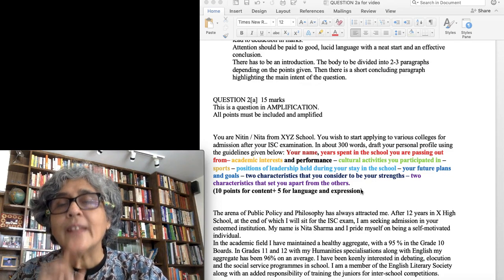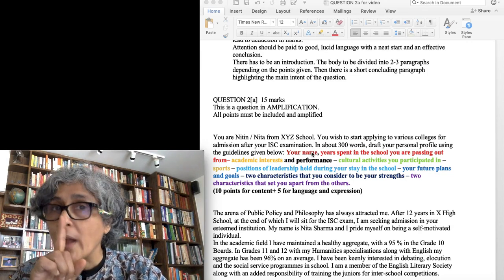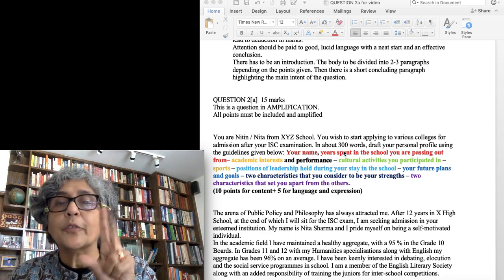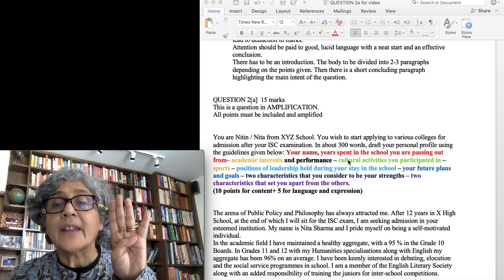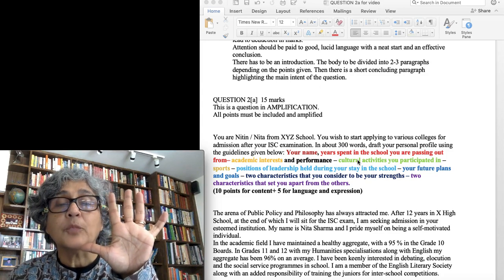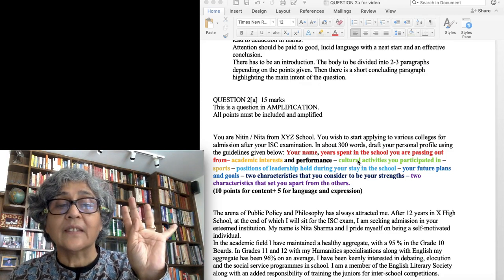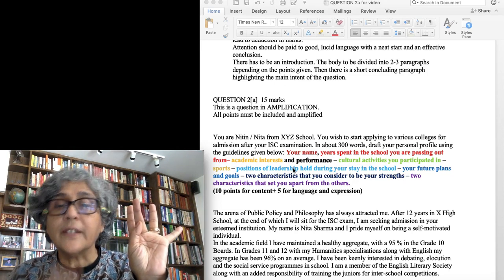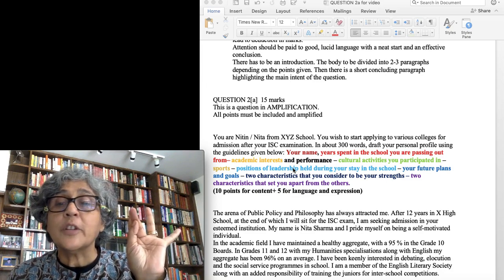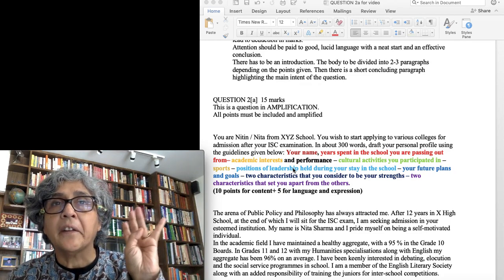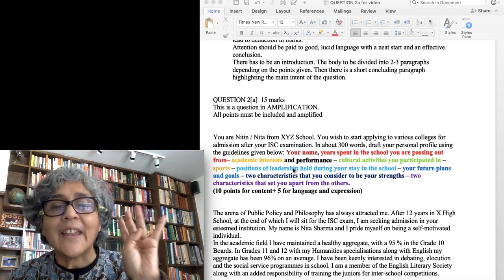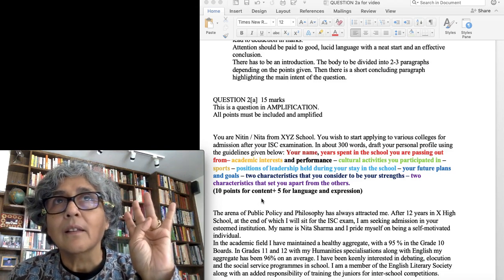Now, why have I color coded it? Let's look at the color coding. Your name, 1. Years spent in school you're passing out from, 2. Academic interest, 3. Performance, 4. Cultural activities you participated in, 5. Sports will be 6. Positions of leadership held during your stay in school, 7. Your future plans and goals, 8. Two characteristics that you consider to be your strengths, 9. And two characteristics that set you apart from the others, 10. That's 10 points. You amplify these 10 points, and you get 10 points for content. Clear? But it has to be amplified.